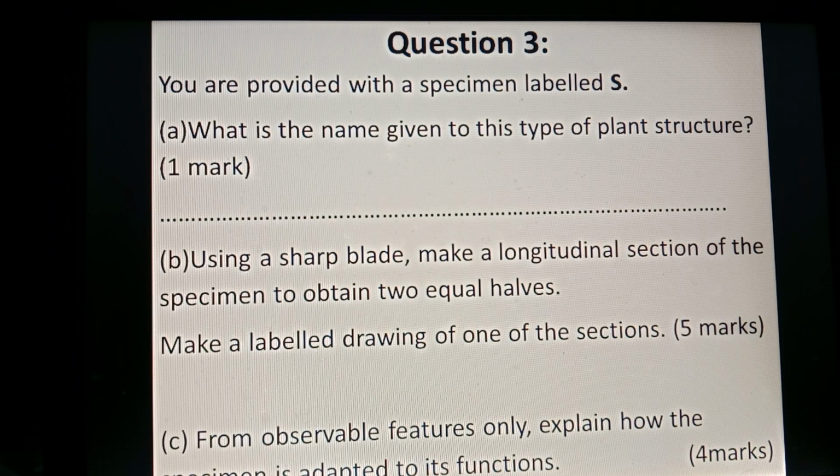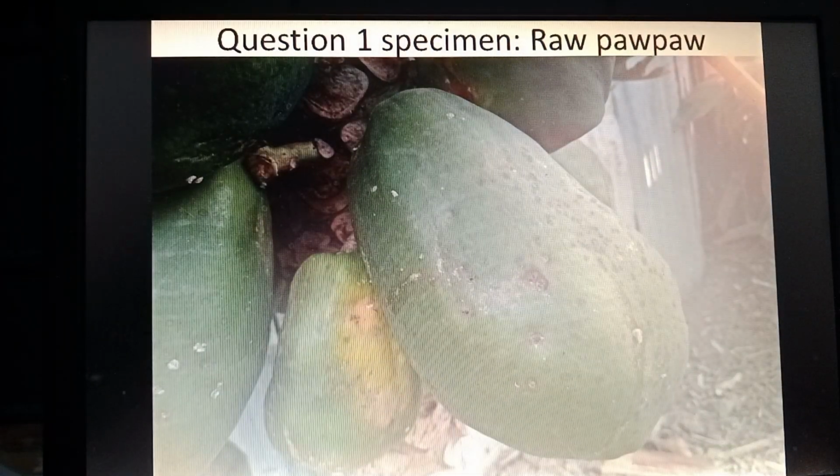Question 3. You are provided with the specimen labeled S. What is the name given to this type of plant structure? And in B, using a sharp blade, make a longitudinal section of the specimen to obtain 2 equal halves, and then you make a ribbon drawing of one of the sections. From observable features only, explain how the specimen is adapted to its function. So specimen for question 1 is there, a raw pawpaw.